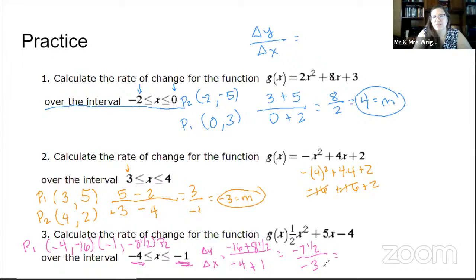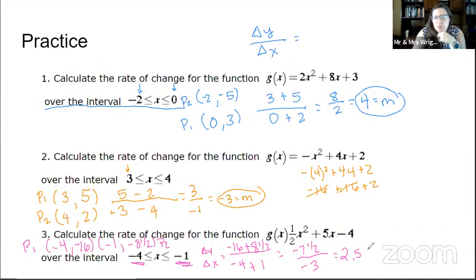7.5 divided by 3. I would have no clue what that is. I've got a phone. It's not a fancy calculator. It's going to be like 2. Yeah, it's 2.5. Okay. So our answer is 2.5. All right.